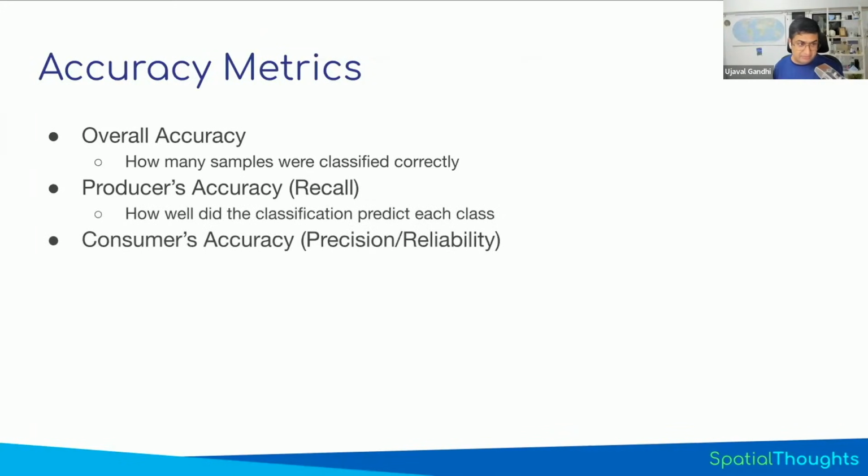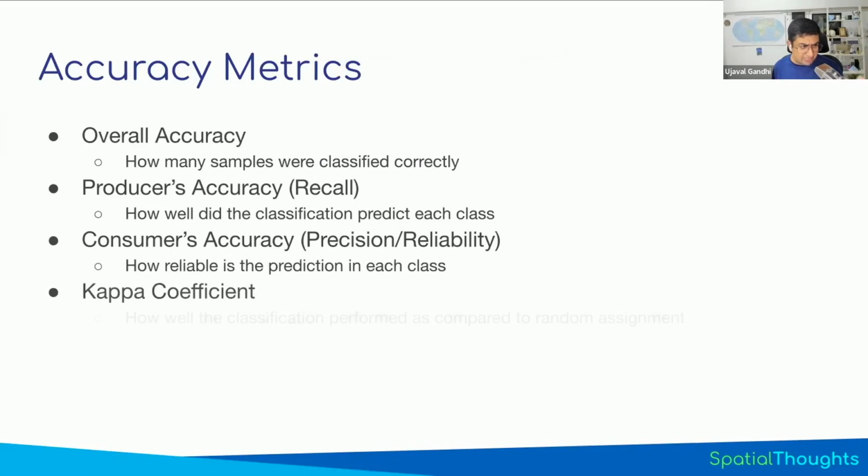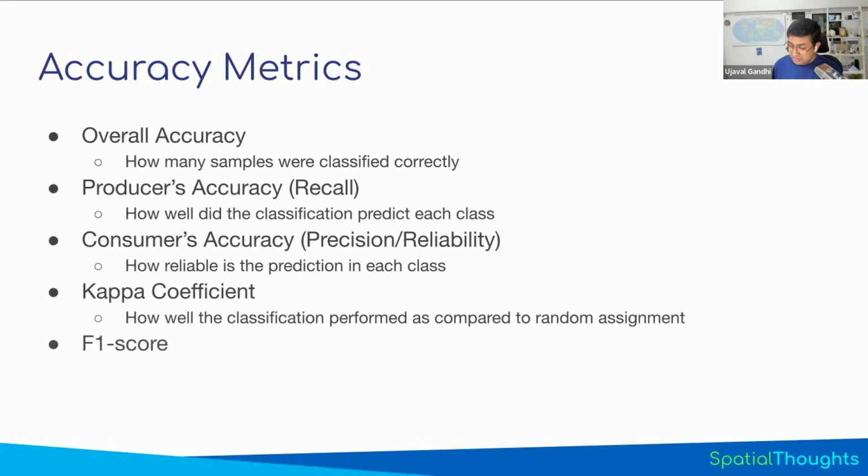We can also compute something called precision, which is known as consumer's accuracy. And there's something called kappa coefficient. Again, this is not widely used nowadays. There's also something called F1 score, which is the average of precision and recall. We can compute this in Earth Engine.